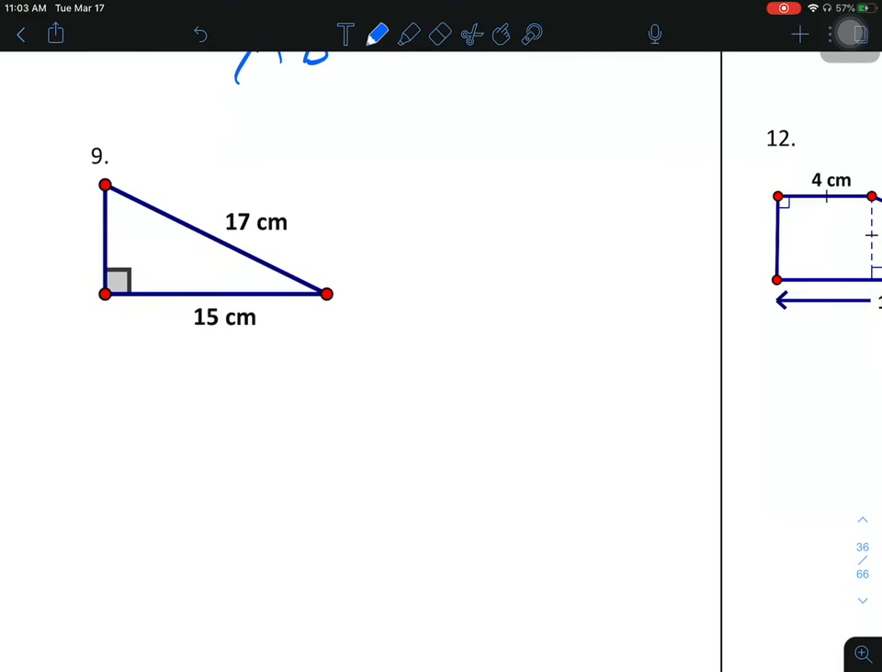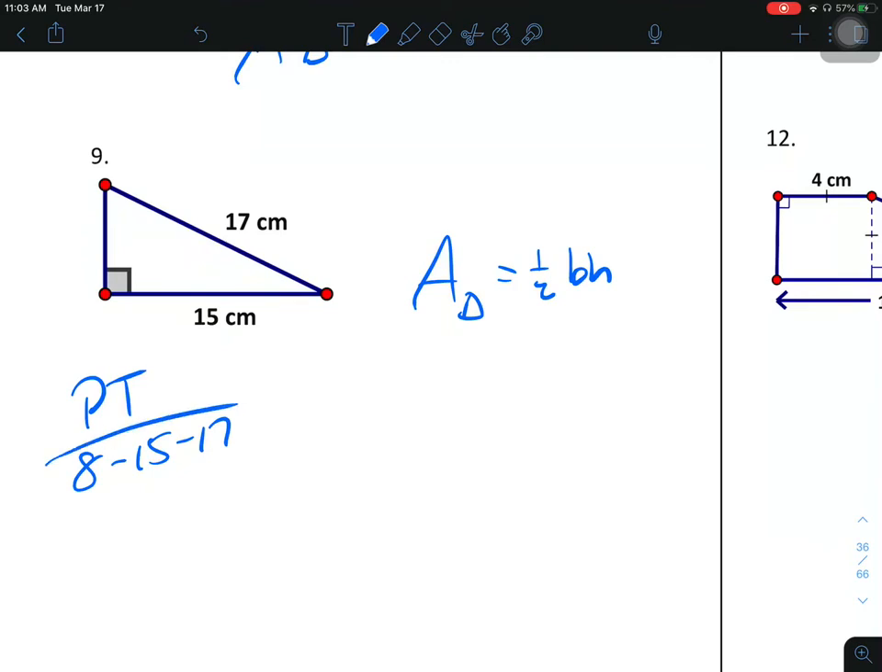Number 9, it's a right triangle. Area of the triangle is 1/2 base times height. Base and height are perpendicular. So we could use a base of 15 and this height right here. We don't know what it is, but we do know it's a right triangle. In fact, it's a Pythagorean triple. It's an 8, 15, 17.